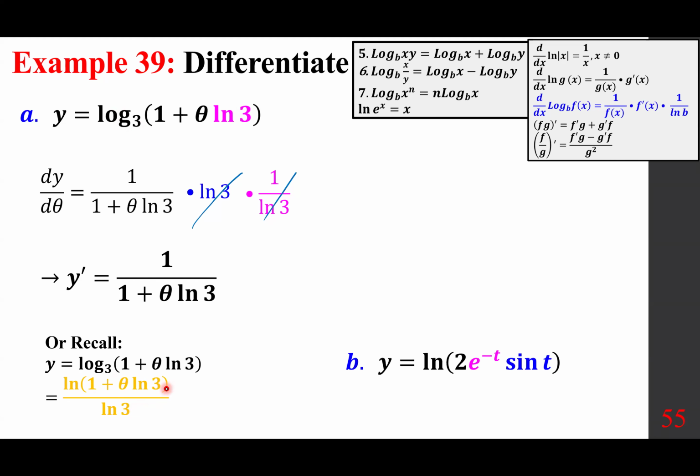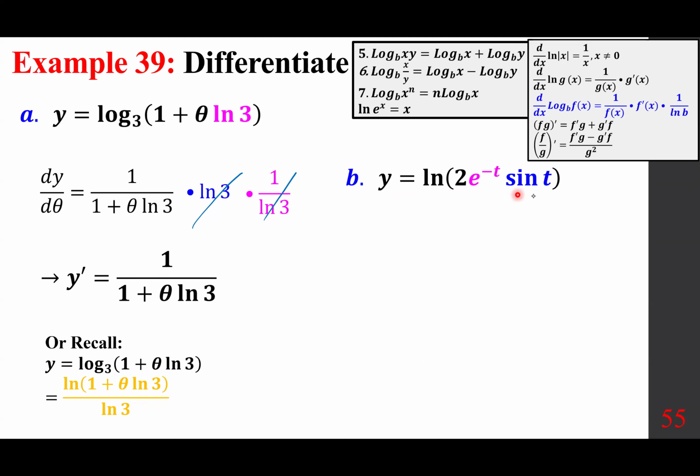Either way. What about y equals ln of 2 e to the power minus t sine t? I highly recommend you decompose it, and it makes it very easy. Otherwise, it's really involved if you want to differentiate this. So here's what we do. ln of 2, we are going to go with log of x y is log x plus log y, all with the same base, in this case e: ln of 2 plus ln of e to the power minus t plus ln of sine t. So cut it into 3 pieces first.